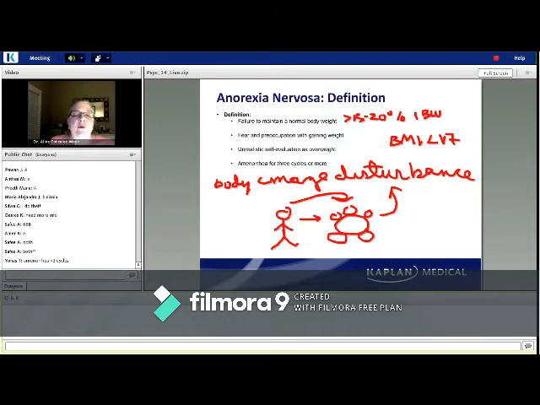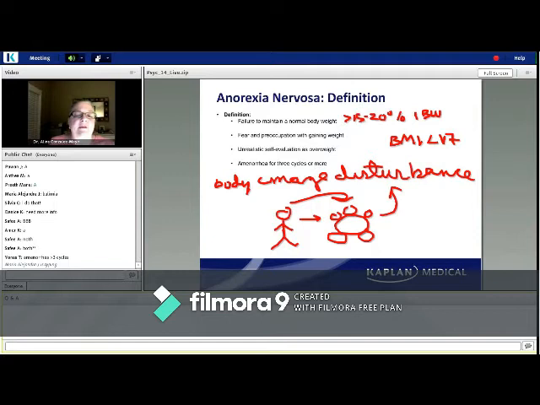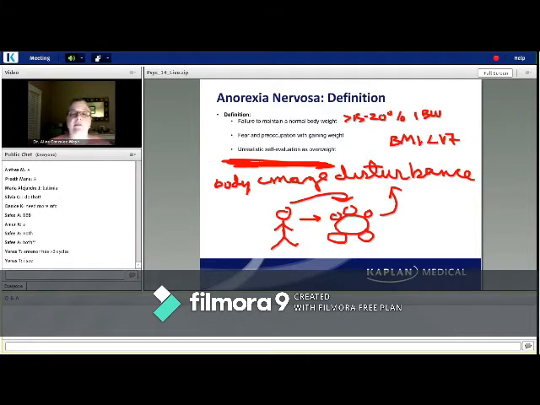Amenorrhea got removed from DSM-5, so you do not need the amenorrhea anymore. So that is not going to be something that you have to look for in these questions to determine whether or not the girl has anorexia. So what is essential is the body image disturbance, okay, and the weight loss.